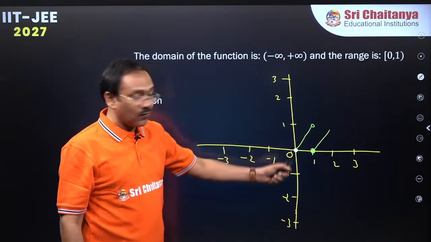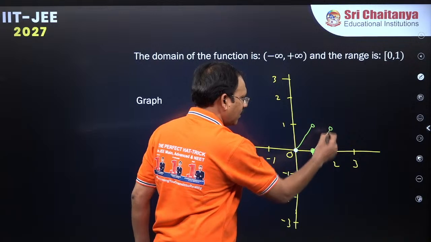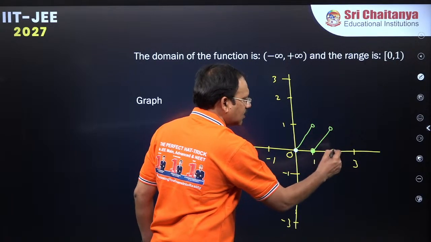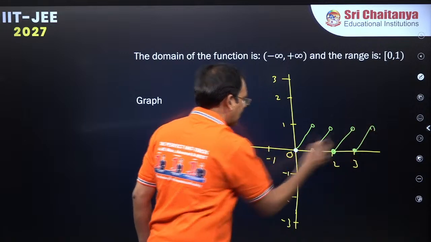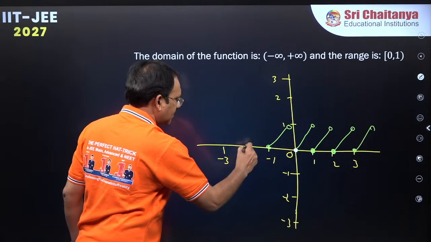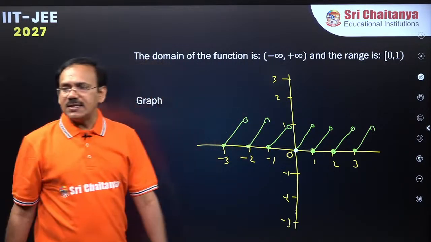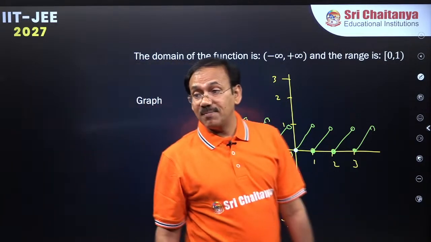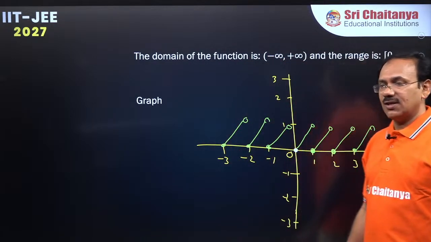1.1 is 0.1, 1.2 is 0.2, 1.3 is 0.3. So here it will be a hole, and again it starts from 2 to this. So the graph comes like this, dear students. You just give values, you will get the graph like this. So this is going to be the graph of the fractional part function.